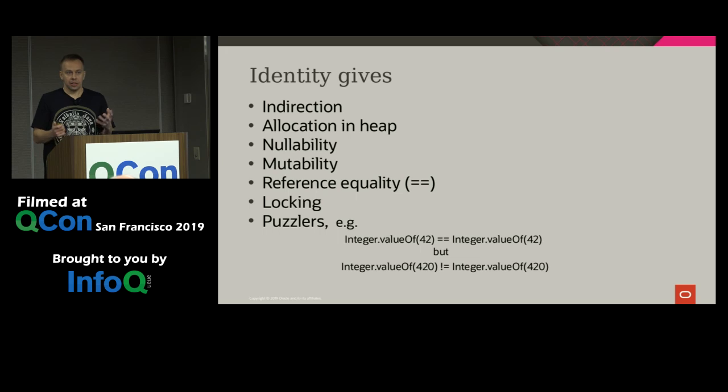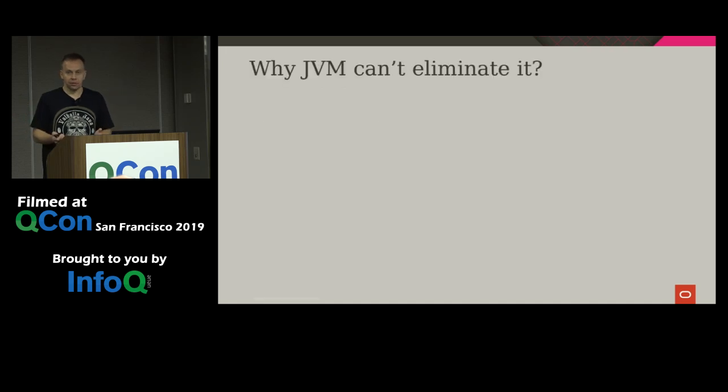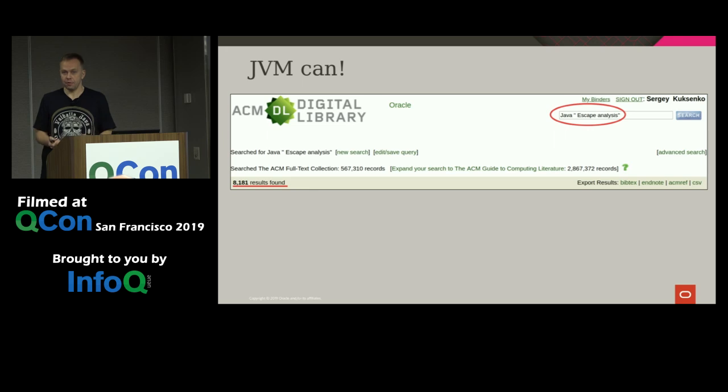Why? The general question: the JVM is a smart machine, why can't it understand that we don't need identity, eliminate it, allocate the object on the stack or wherever, and do scalar replacement for it? In reality, the JVM can do it. There is escape analysis, and there are other things which provide better performance in that case.